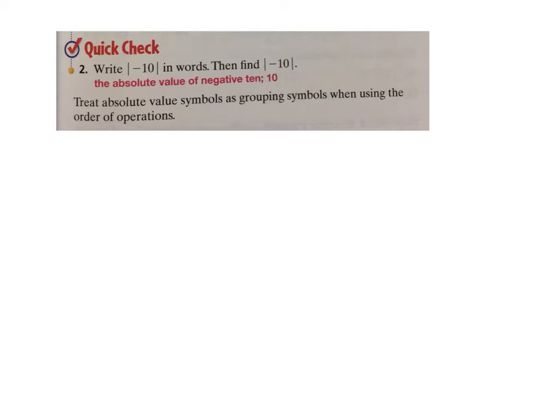Alrighty, so on here, it says write the absolute value of -10 in words, then find the absolute value of -10. So, again, you're going to write out the words, the absolute value of -10. You could write down is 10 if you like, because it's asking how far is the number negative 10 from 0 on the number line. Well, it's 10 spaces.